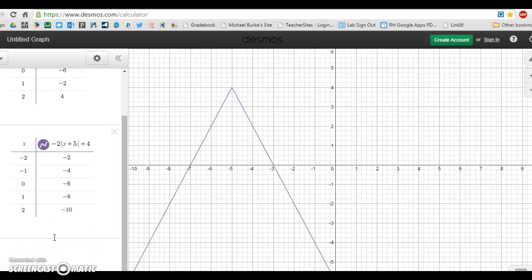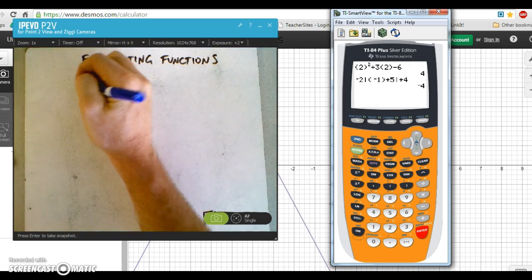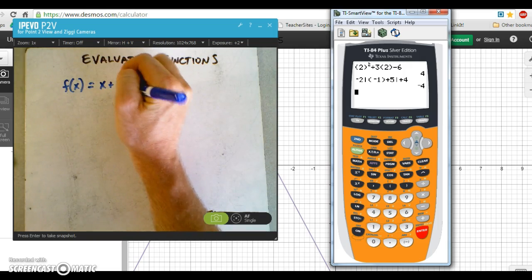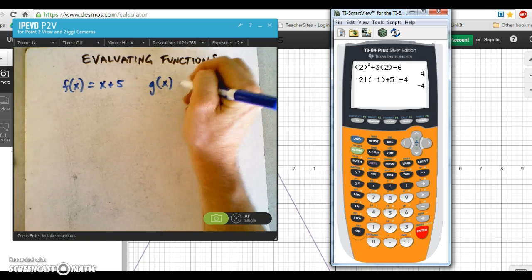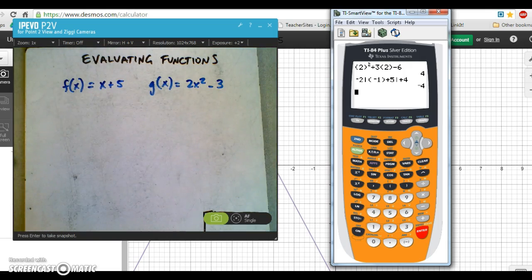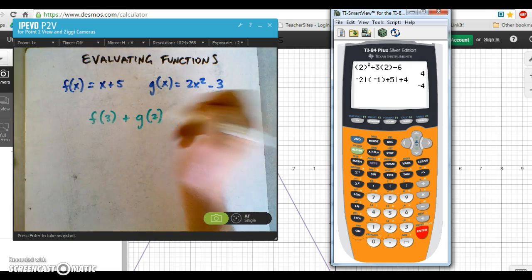And so what I can do now is ask you to add these things together. Let's just do one more here. I'm just going to make one up because I want you to see this. Let's keep it simple. So we're going to say that f of x is x plus 5, and that g of x is 2x squared minus 3. Okay, so now I could ask you this question: what is f of 3 plus g of 2?